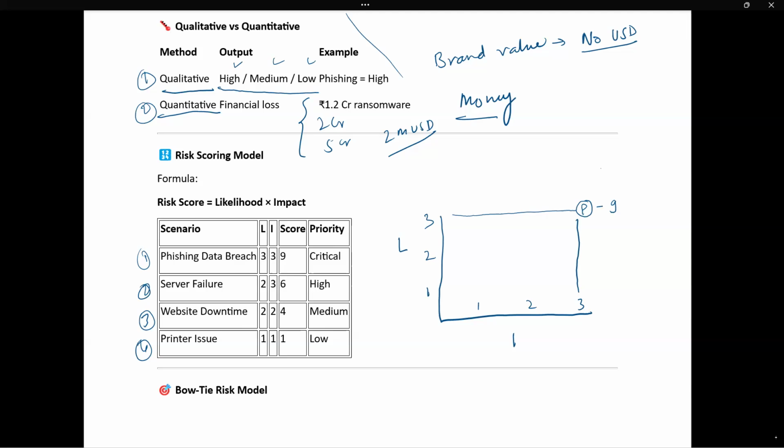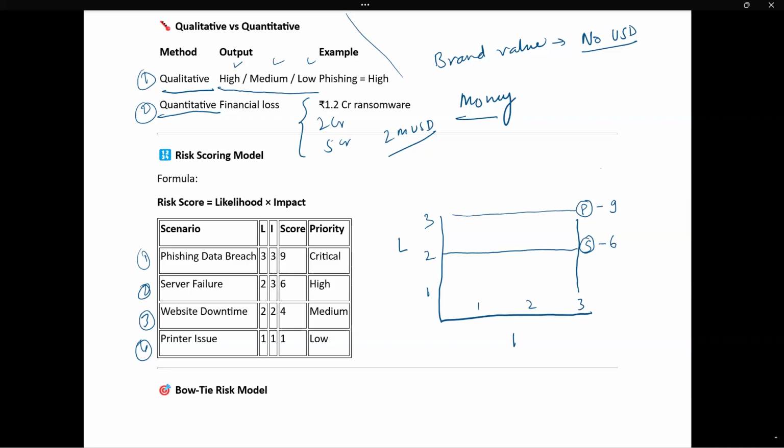Talk about server failures. Server failure likelihood is 2. 3 means very likely, 2 means likely, 1 means less likely. So it is likely to happen, meaning it can happen, but the impact would be high. If you multiply 3 into 2, the server failure risk value comes to 6. Why is it reduced? Because the likelihood is less. It will not happen every day because it's hardware and you are maintaining it.